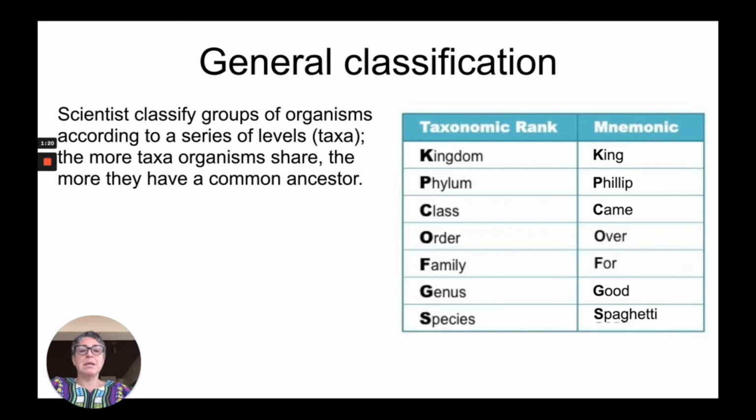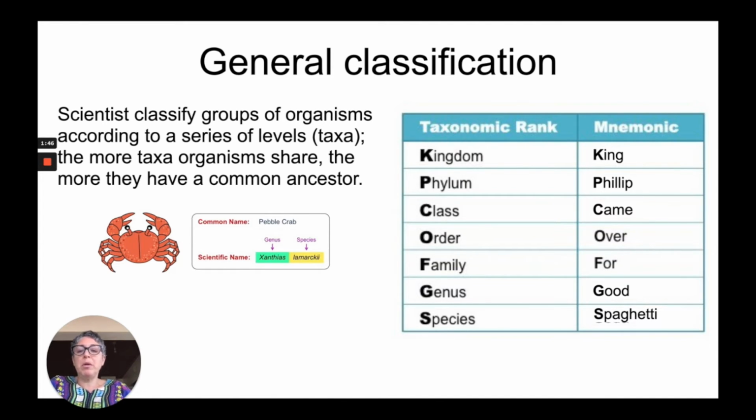So the ranks are listed here, and we have a mnemonic phrase that will help us to remember the order of the taxonomic rank, which is listed there for you. King Philip came over for good spaghetti, so we take the first letter of each of the words. We have this sentence that will help us to hopefully remember the ranks of taxonomy for each organism.